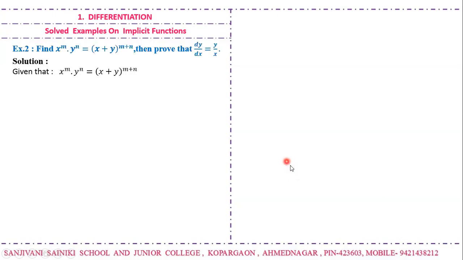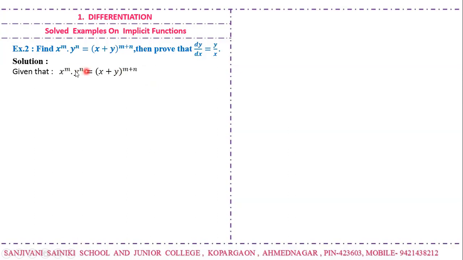Now look at this function. This is the standard example. You can take any value of m and n, but its derivative is always y by x. This is a generalized formula. If they give x cube y square is equal to x plus y raised to 3 plus 2 is 5, then also its derivative is y by x.